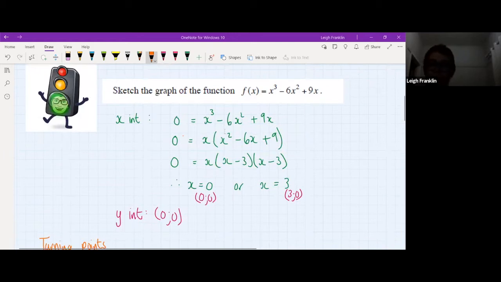So I want you guys to take the first derivative. We're going to make it equal to 0, and then we're going to solve for the x coordinates at the turning points. I'm going to let you guys do that, and then we'll check and we'll move on.